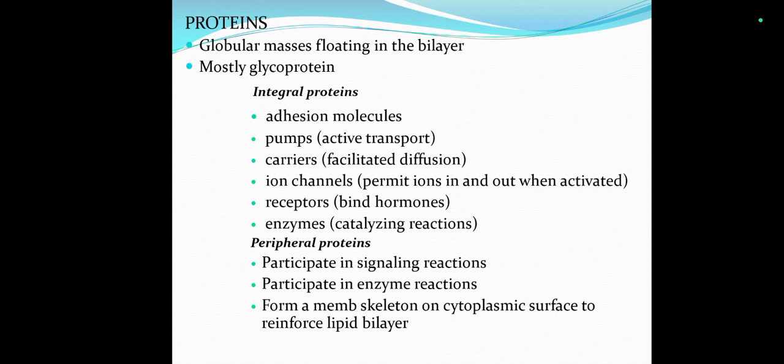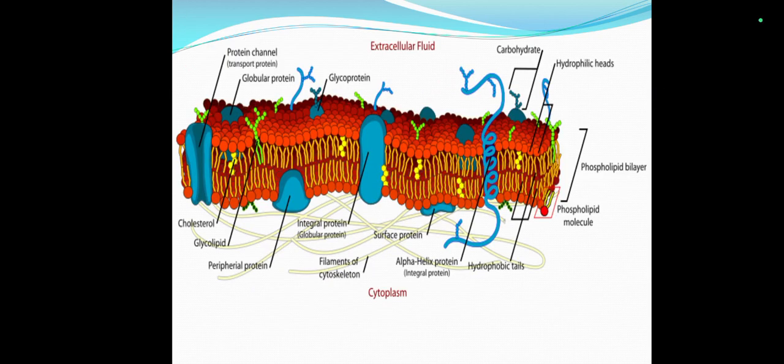Proteins, as I told you, are of two types: integral proteins and peripheral proteins. Integral proteins traverse the whole thickness of the cell membrane, and they provide ion channels, receptors, and also adherent sites for the attachment of molecules. Peripheral proteins are present peripherally, and they provide receptor sites for the attachment of substances and are important in signaling pathways. This is the whole structure of the cell membrane, and it shows what we have discussed up till now.